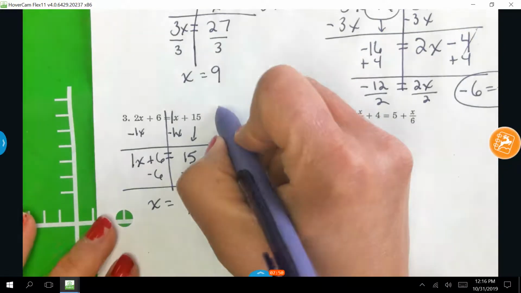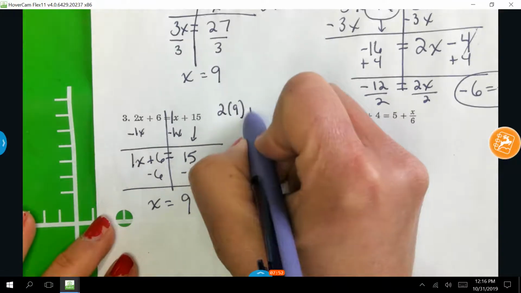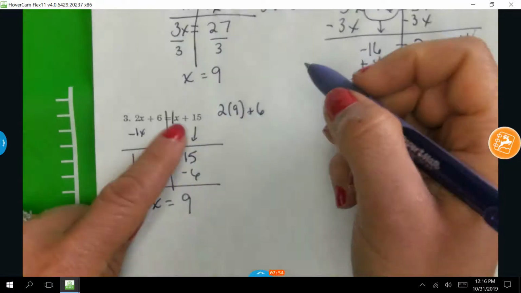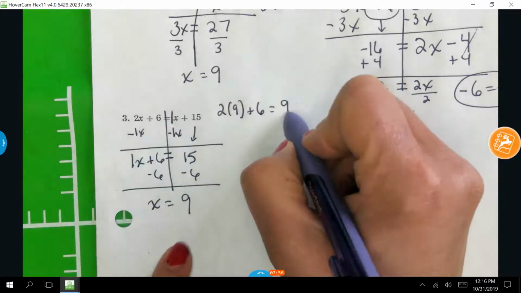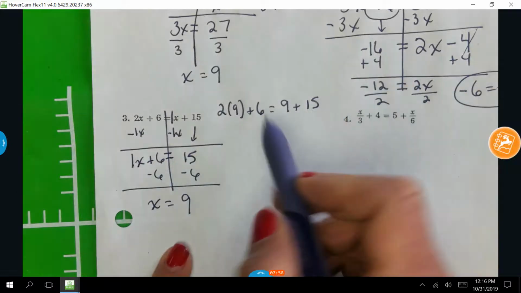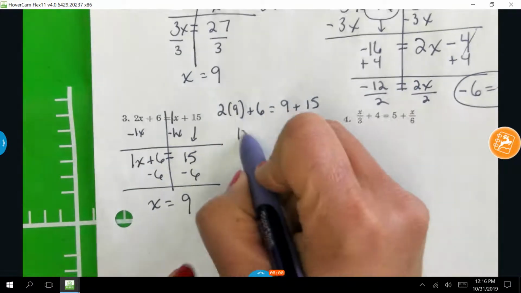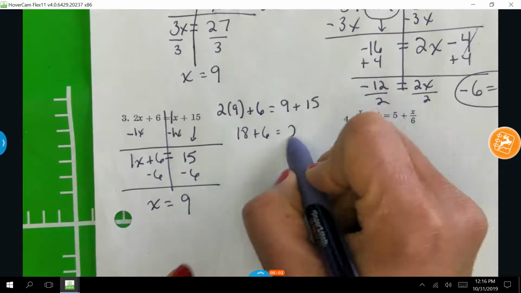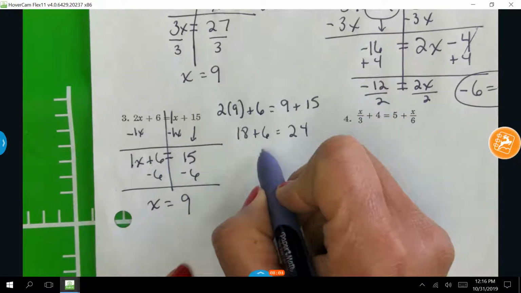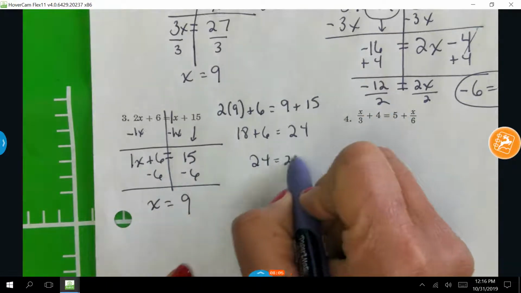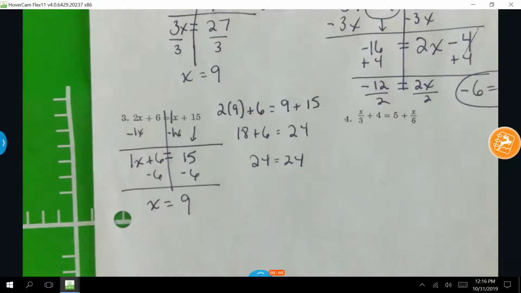So to check it, 2 times 9 plus 6, and here's your other x, should equal 9 plus 15. Again, you can just put this in your calculator, but I prefer to show my work. So 18 plus 6 is 24. So 24 equals 24. So that's how you know your answer is correct.